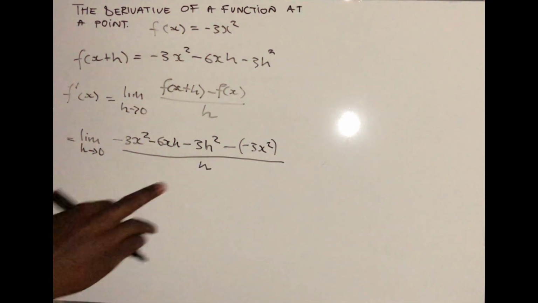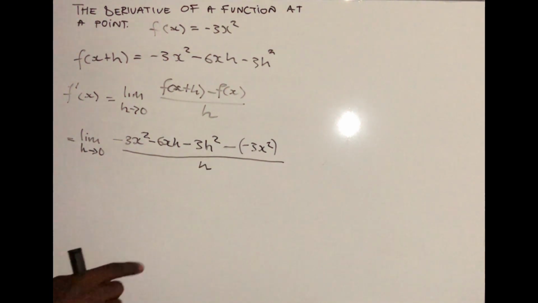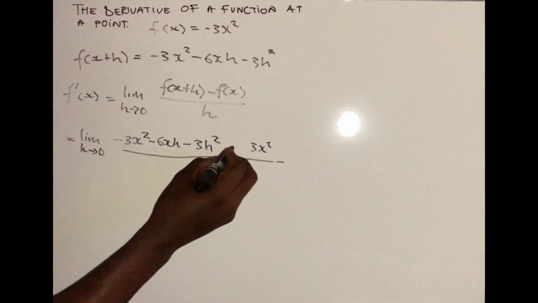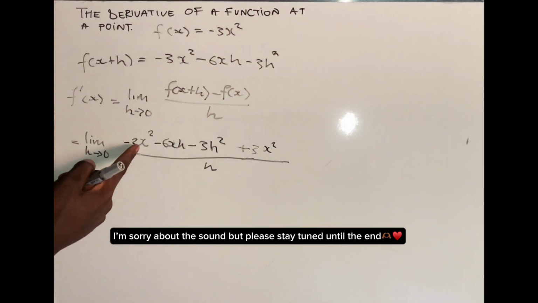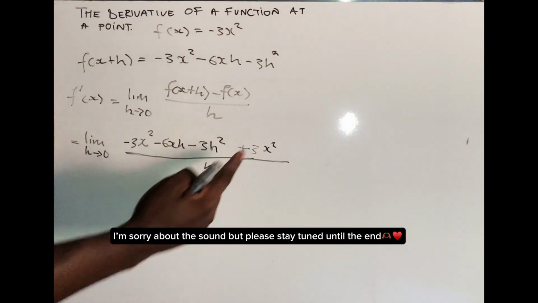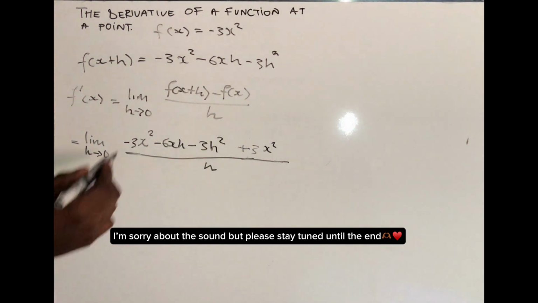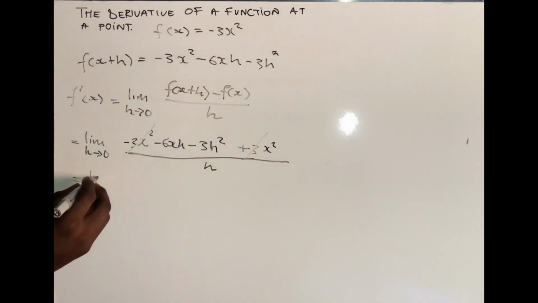But now when we look at this one, negative times a negative is what? It's a positive, right? And then we're going to have positive 3x squared. Negative 3x squared and positive 3x squared will give you a 0. That means these two will cancel out each other. And then you have the limit as h approaches 0.